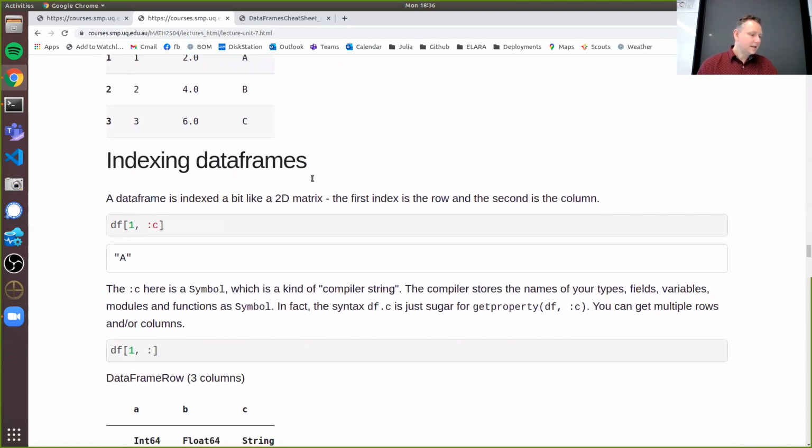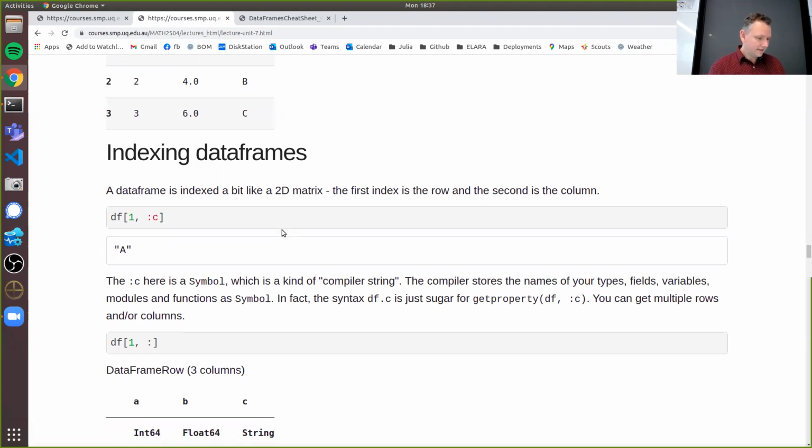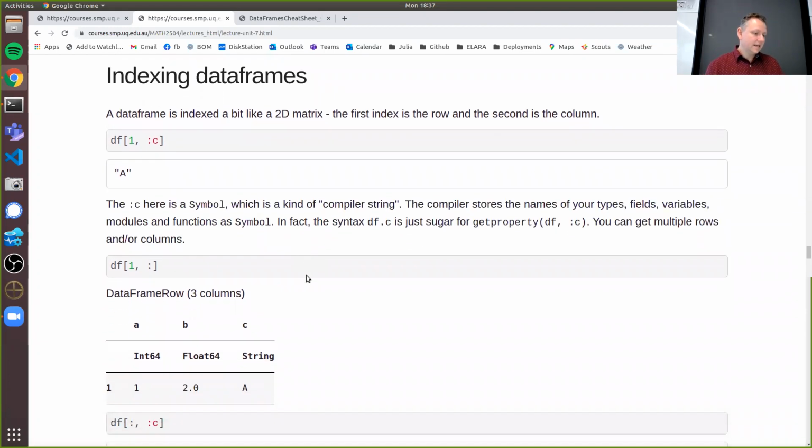Now the column is indexed with this thing. This thing's called a symbol. Okay, it's like a string for the compiler. This is how the compiler knows your module is called Base or your type is called Float64. It's a string the compiler sort of interned and keeps inside itself. It's actually stored in a sort of hash map or hash set internally, and they never go away.